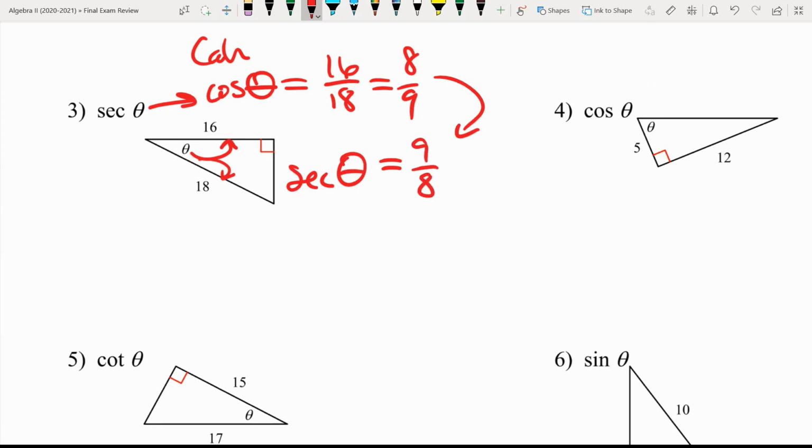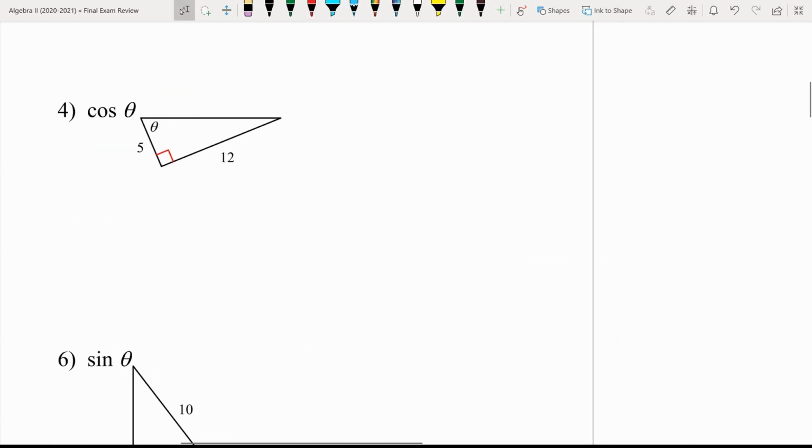That's how secant and cosine are related to each other. So there's your answer right there. Find cosine, you can find secant. Remember, cosecant is what's related to sine. Of course, cotangent and tangent are reciprocals of each other. Let's take a look at this one here, number 4.